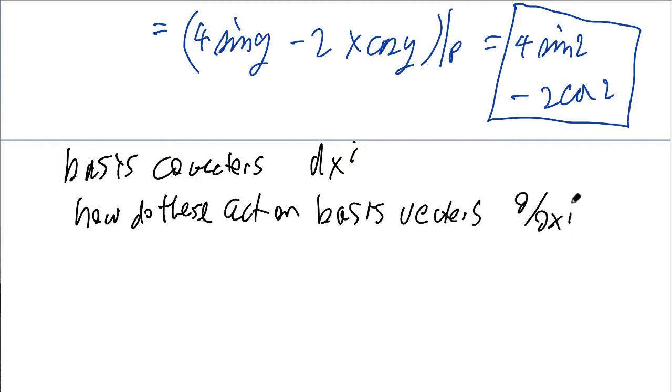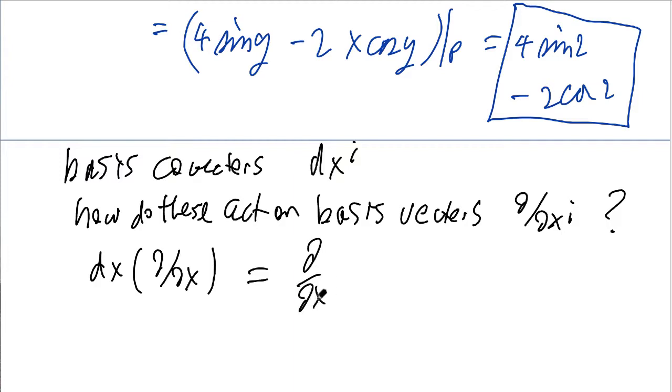The d by dxi's. All right, well, let's just compute. Let's take dx acting on partial with respect to x. This is the exterior derivative of x, so this covector acting on this vector is the same as this vector acting on this function, which is of course 1.